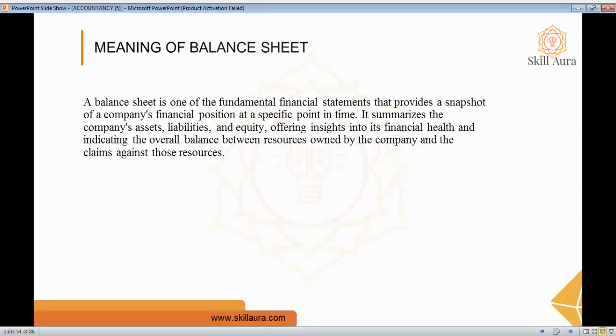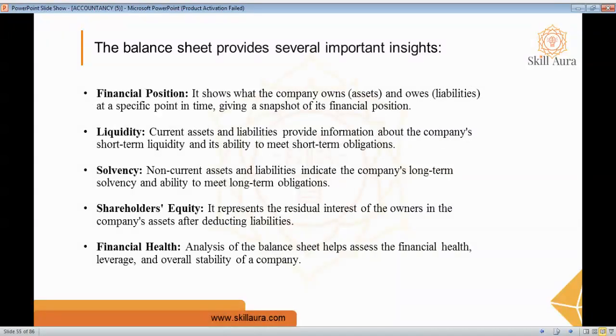And this balance sheet has several important insights: first one is financial position, then liquidity, solvency, shareholder equity and financial health. As you know, the balance sheet follows an equation: asset equals liability plus shareholder equity. Let's start with the first one, financial position. By preparing this balance sheet, one side shows the asset and the other side shows the liability. By balancing both sides we analyze the financial position of the company.